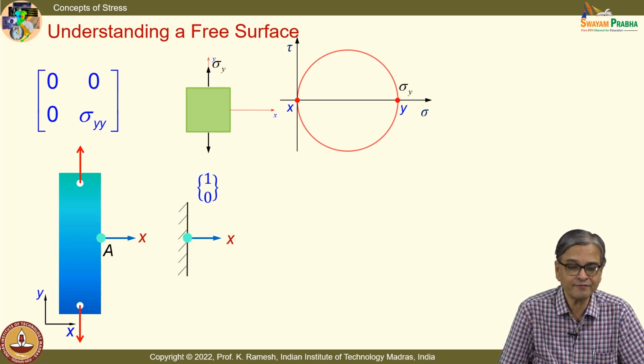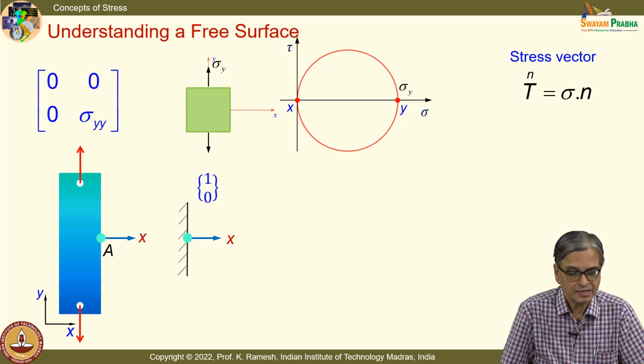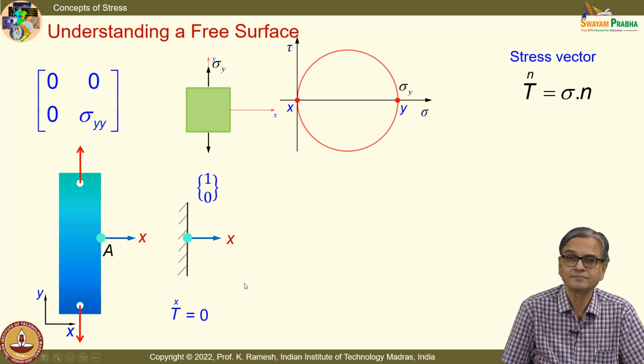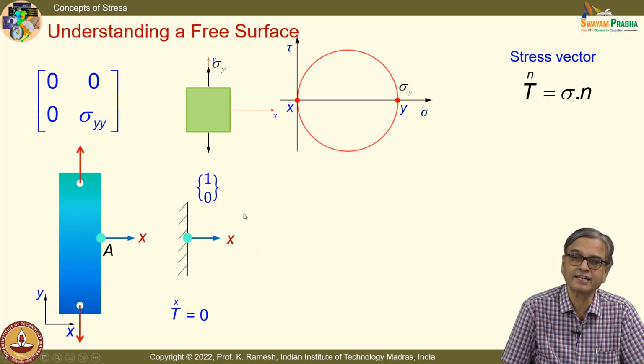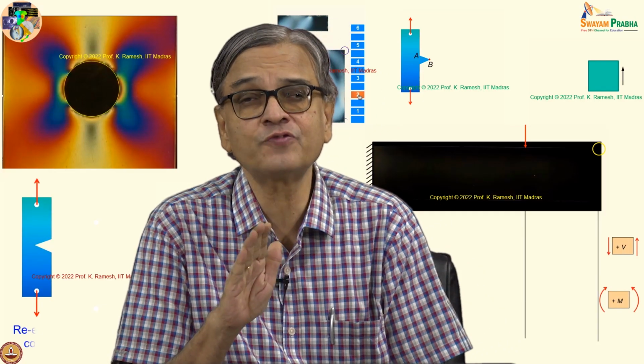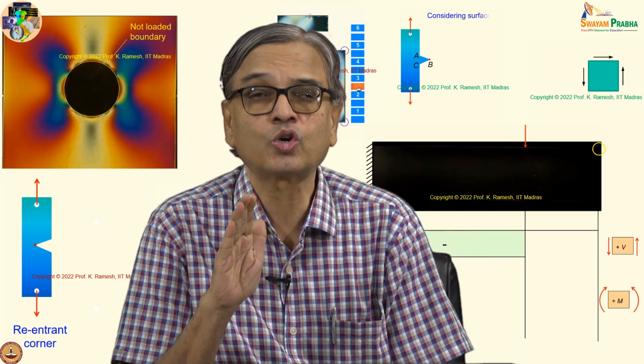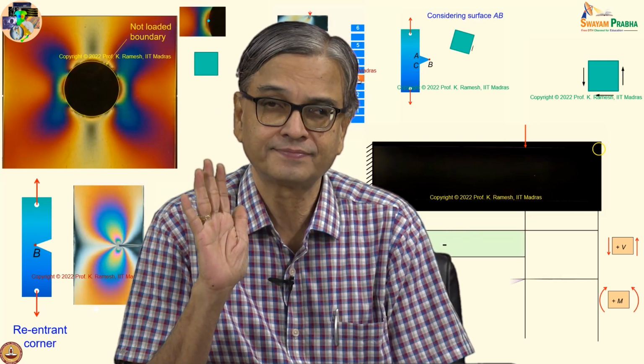And you also have the Cauchy's formula, and I have T = sigma dot n, and I have this as Tx equal to 0. I have the stress tensor like this, and when I have the direction cosine like this, it gives me Tx equal to 0. By definition, when the stress vector is 0, you call that a free surface.